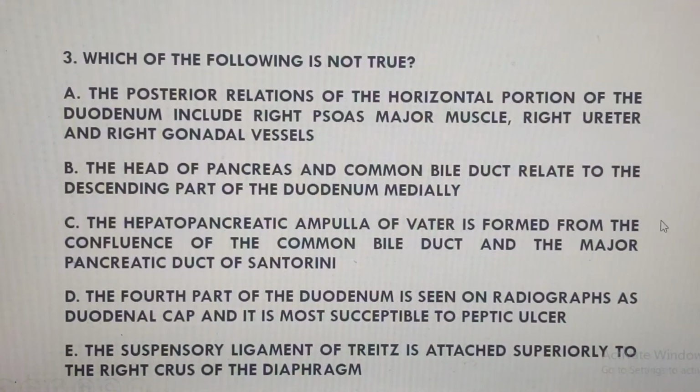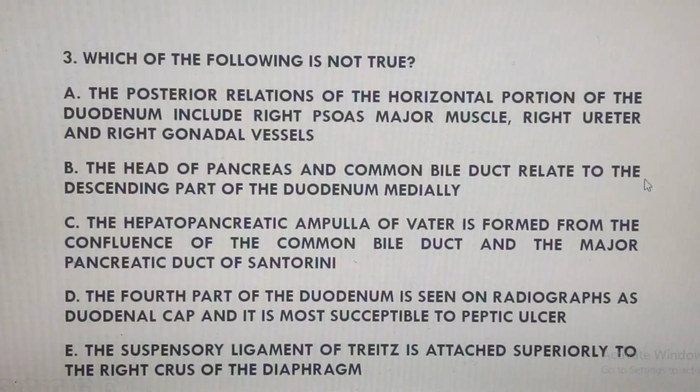So let's go to question number 3, and question number 3 is our last question. The question says, which of the following is not true? Option A says the posterior relations of the horizontal portion of the duodenum include right psoas major muscle, right ureter, and right gonadal vessels. Yes, these are very true statements. The duodenum is more toward the right side, and therefore the relations will be to the right structures which are behind, which are retroperitoneal: the psoas major muscle, the right ureter, the right gonadal vessels. Those will be related posterior to it.